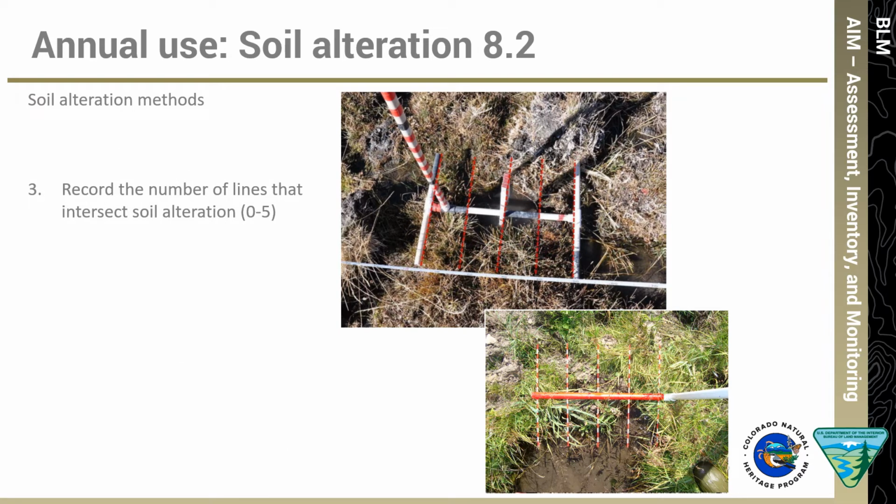Finally, step 3 is record the number of lines from 0 to 5 that intersect soil alteration. Record only one occurrence of alteration, trampling, compaction, puddling, or hoof shear per line, even if more than one occurs along the line. If a single feature intercepts more than one line, record one occurrence for each line. Record a 0 for no alteration. Do not leave the cell blank if there are no alterations.